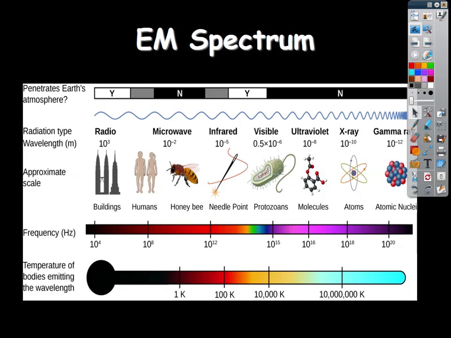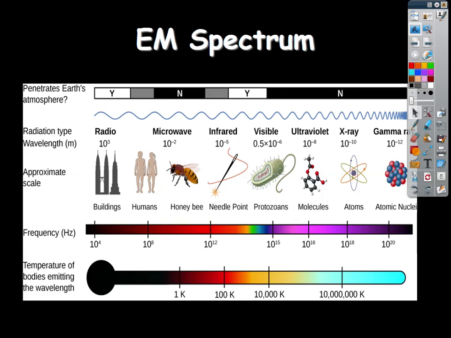Right here is just another neat breakdown of the EM spectrum, showing the size of the waves themselves. The radio waves are gigantic, very, very long. They're actually the size of buildings. Humans are in between radio and microwave, all the way down to atomic nuclei, which are the size of gamma radiation. You're talking about the particles inside atomic nuclei. So you're getting very, very small there.